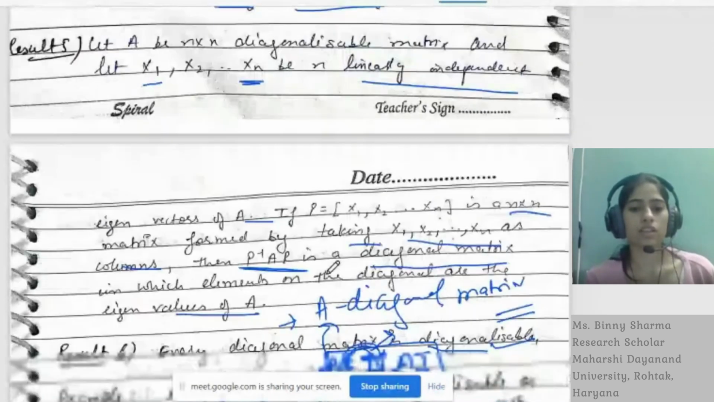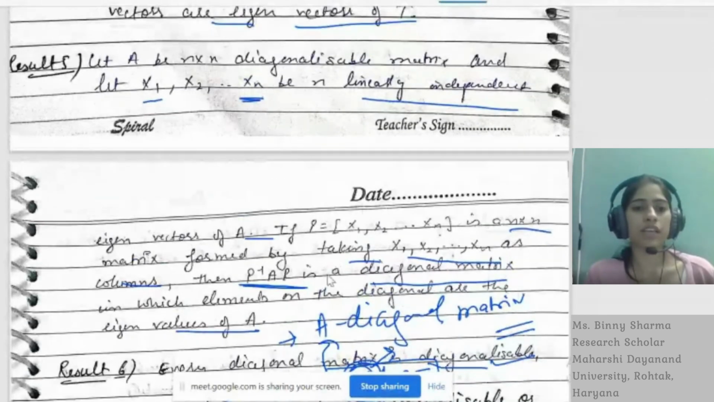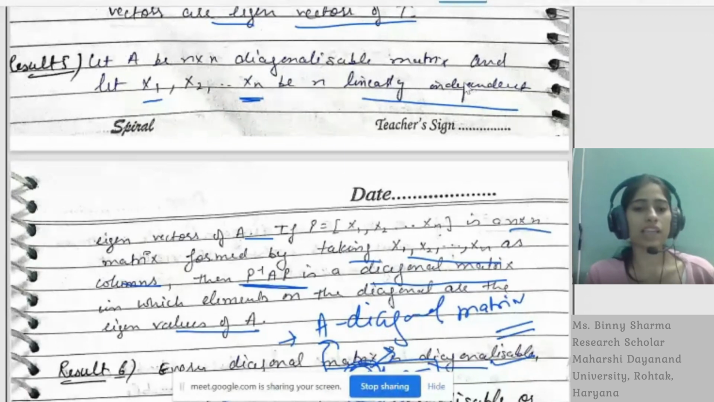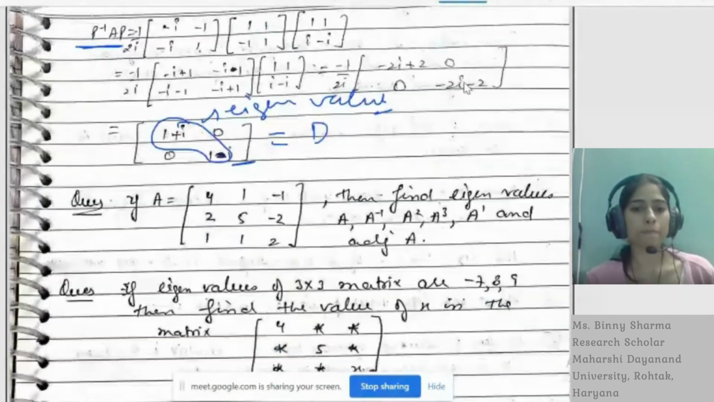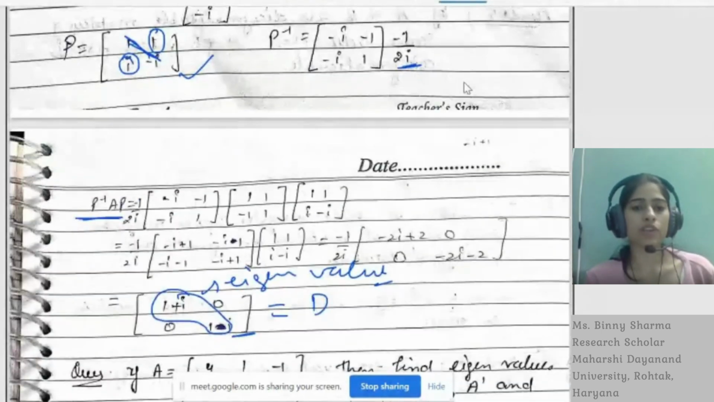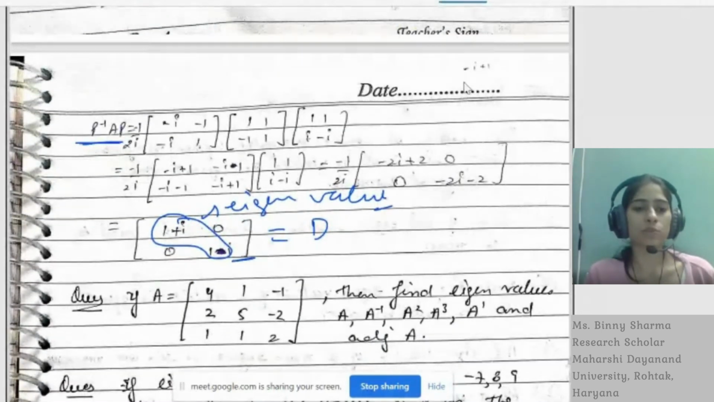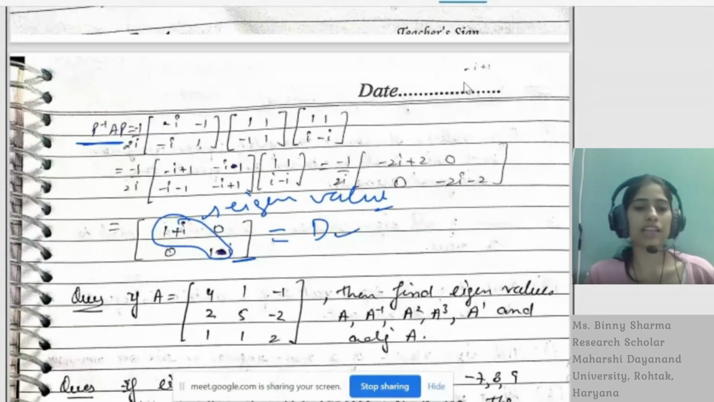Here result 5 says the same: let A be an n cross n diagonalizable matrix and let x1, x2, ..., xn be linearly independent eigenvectors of A. If P is an n cross n matrix formed by taking x1, x2, ..., xn as columns, then P inverse AP is a diagonal matrix in which the elements of the diagonal are the eigenvalues of A. So the matrix is diagonalizable, so we are able to find a matrix P. When we apply P inverse AP, we get a diagonal matrix whose diagonal entries are the eigenvalues.